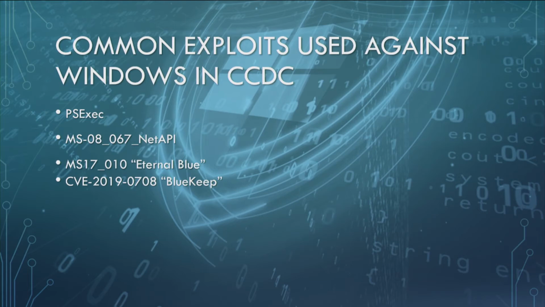Some of the biggest things we're going to talk about today are PSExec, which is a Sysinternals suite tool, and MS08-067 NetAPI, which leverages and exploits some of the SMB NetAPI capabilities. Then we're going to go over EternalBlue. This is a really interesting one, and there are a lot of systems still vulnerable to it today. And the most recent one, called BlueKeep.